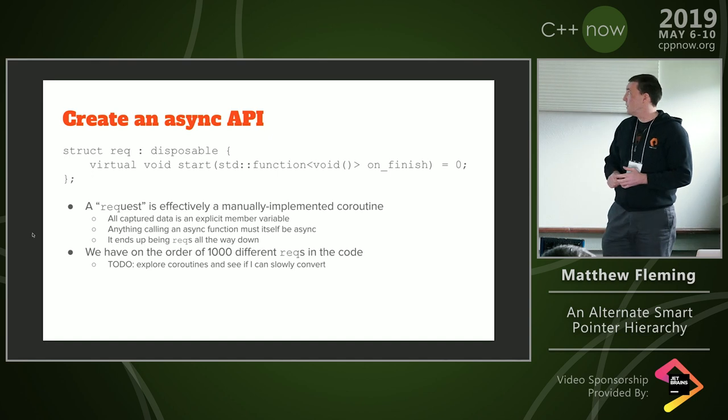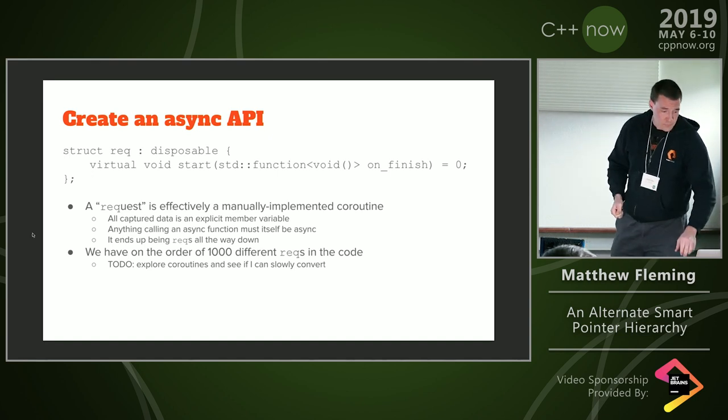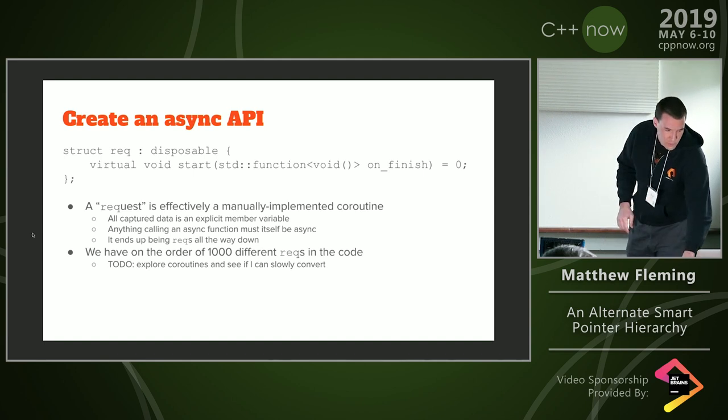I think this will make more sense if I actually show an implementation of how do I read flash. We have somewhere between 500 and 1,000 different implementation classes for these async requests.